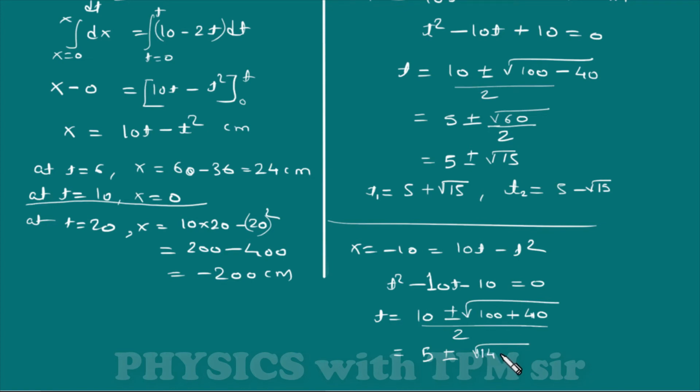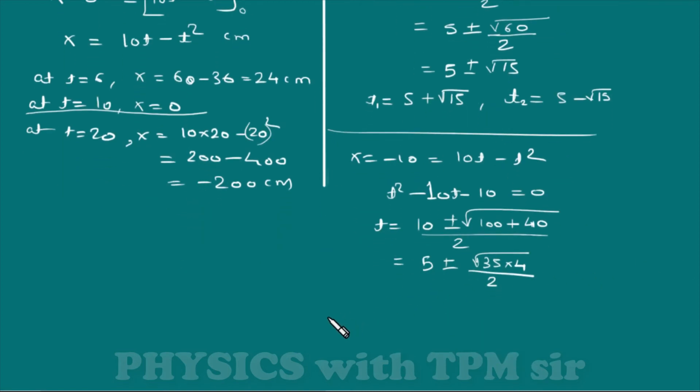Now 140 can be written as 35 into 4. So just write it because 2 is going to come out and it is going to get cancelled. And yes, we have got here two answers. This is t is equal to 5 plus root 35 because 2 and 2 are going to get cancelled, and another one is 5 minus root of 35, right? So 5 minus root of 35, this is going to be negative.